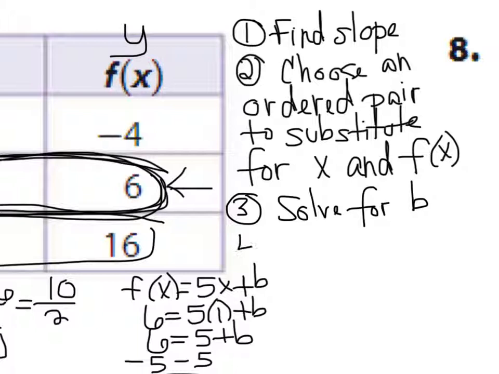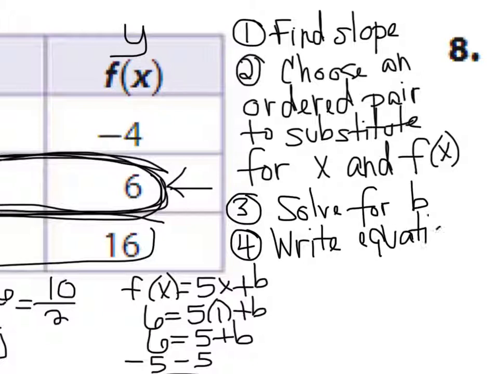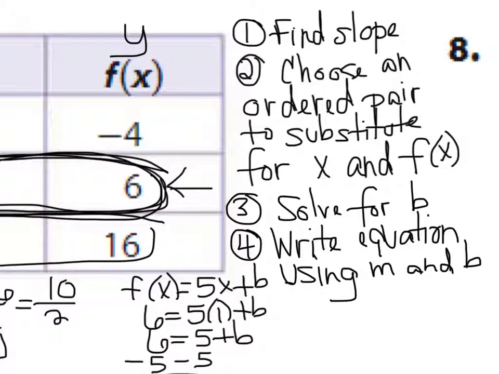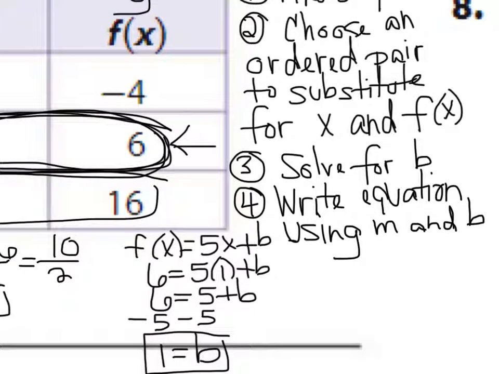And step 4 is to write the equation using m and b. We don't use x and y because on a line there are multiple points. It's infinite, and all of those have their own x and y values. But the slope will always be the same, and where it crosses the y-axis will always be the same.